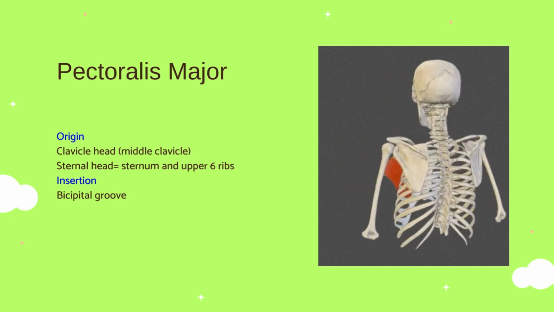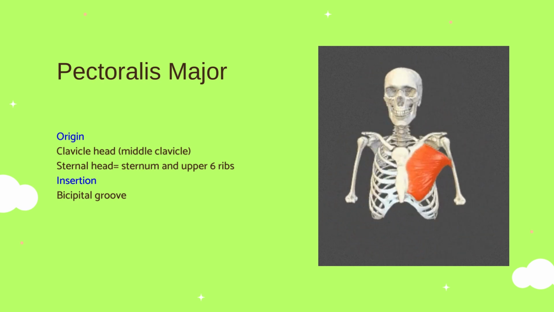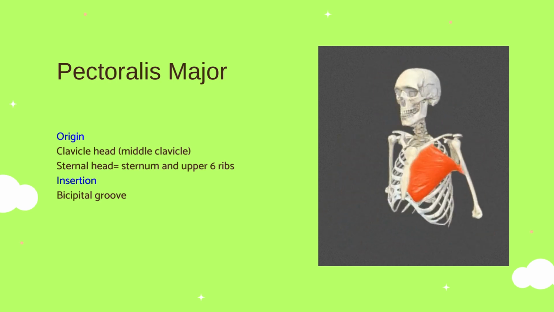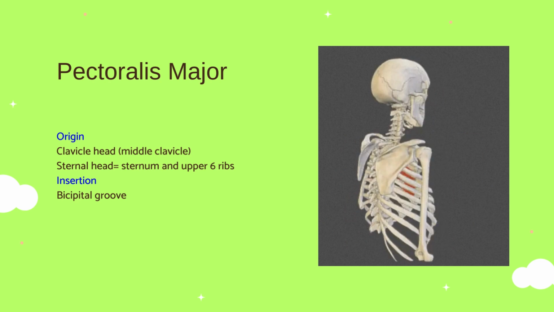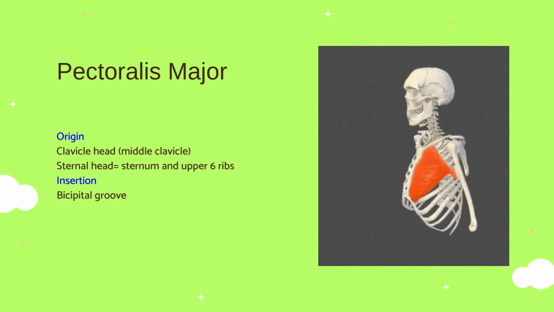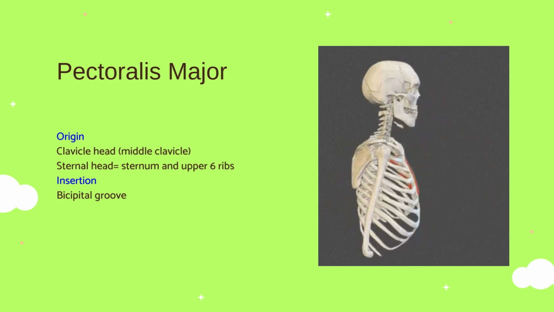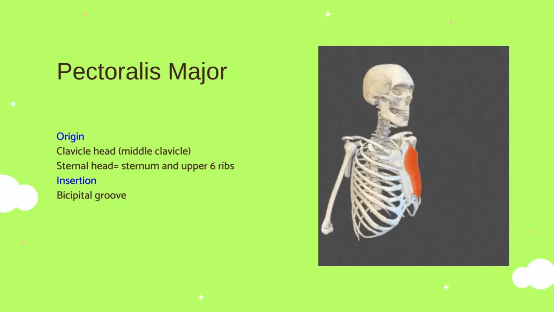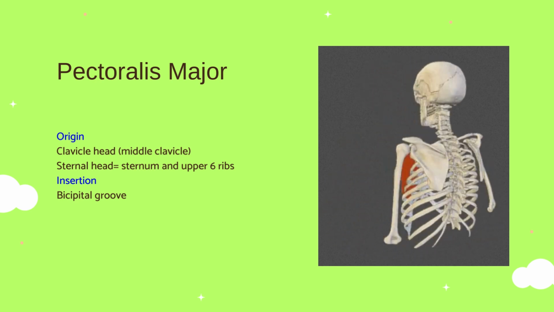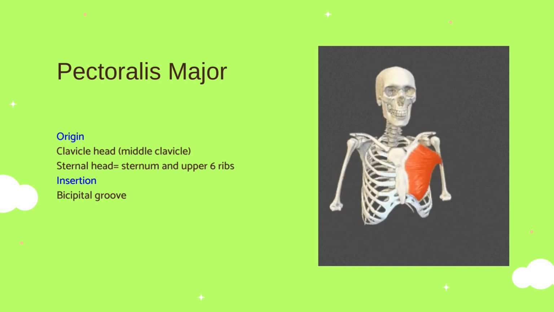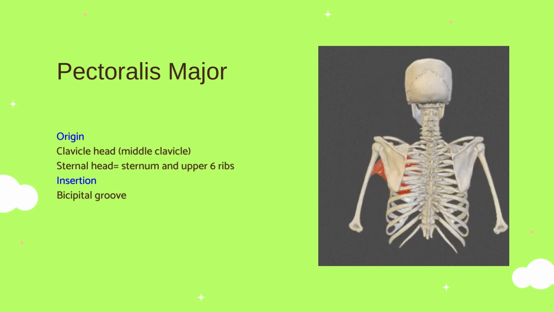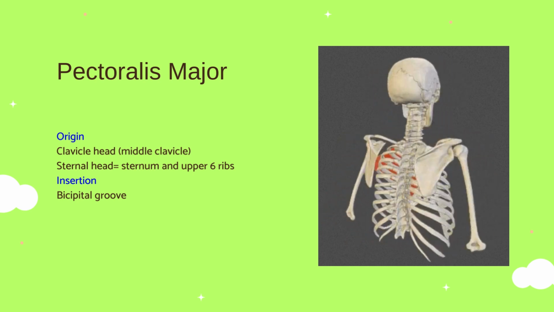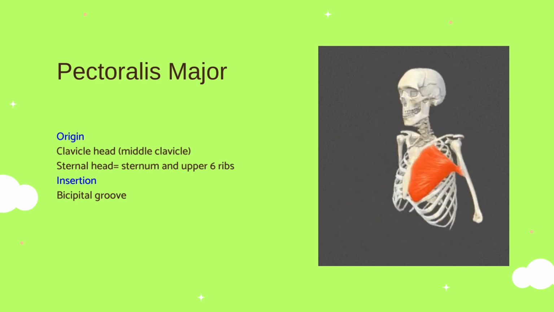half of the clavicle. Sternocostal head originates from the sternum, sternal head, and the upper 6 costal cartilages, costal head, including the cartilages of the 2nd to 6th ribs. Abdominal aponeurosis originates indirectly from the external oblique aponeurosis of the abdomen. The muscle inserts onto the proximal humerus, specifically. The pectoralis major inserts onto the lateral lip of the intertubercular, bicipital, groove of the humerus.